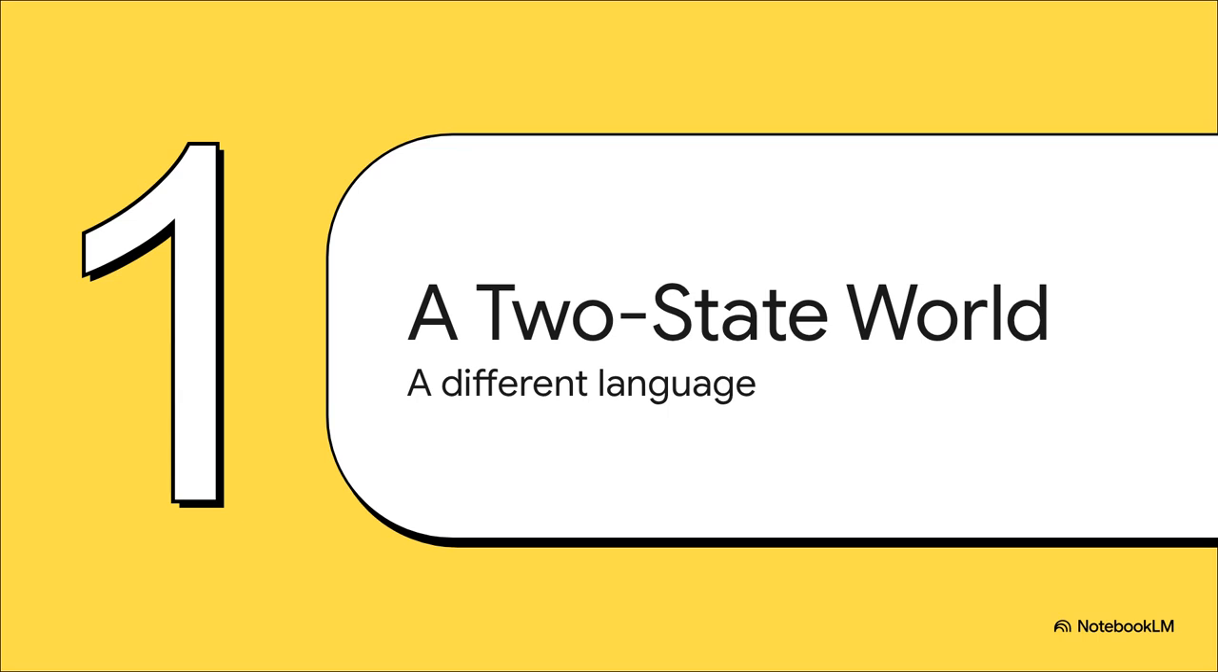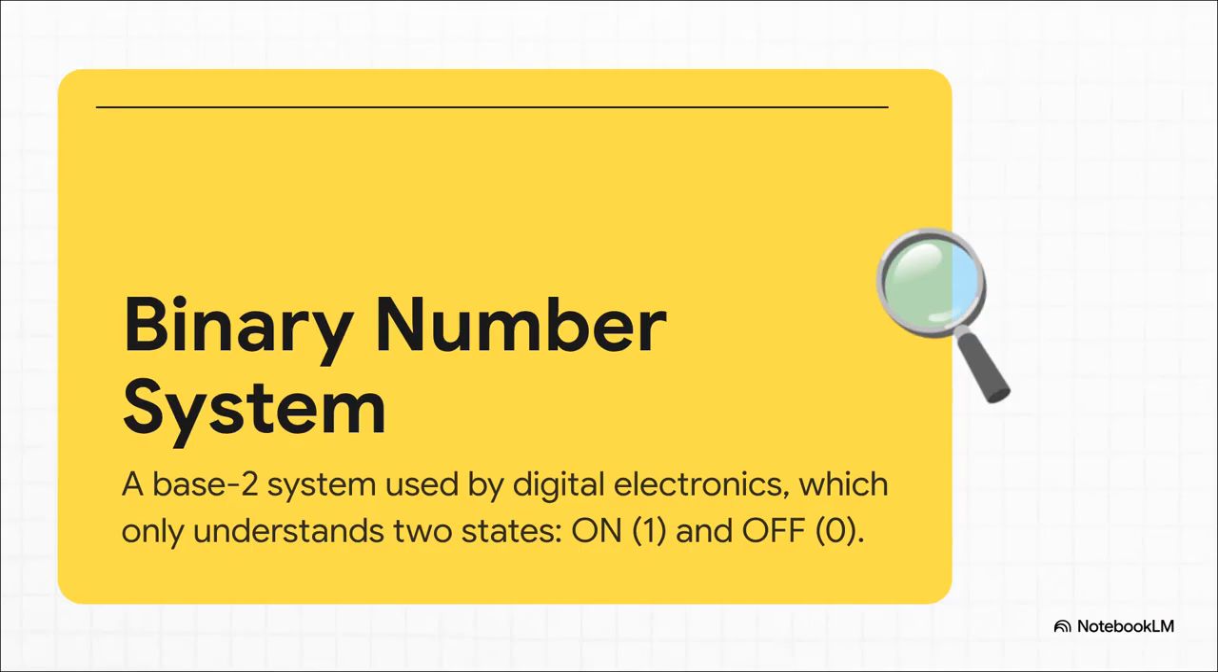Why do computers have to speak this totally different language in the first place? Well, at their very core, computers are made of billions of tiny little switches. Think of them like microscopic light switches. They can either be on, which lets electricity flow, or they can be off, which stops it. And that's all they can do. So we give those two states a name. We call on a 1 and off a 0. And that right there is the entire alphabet of computer language.